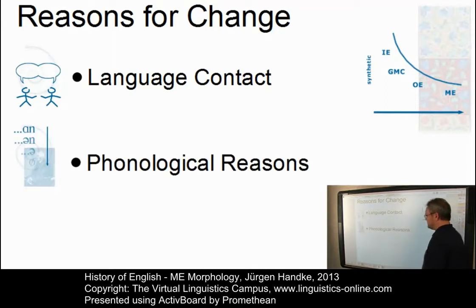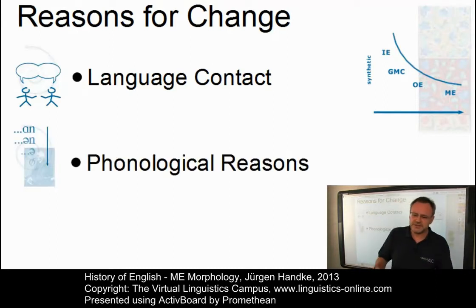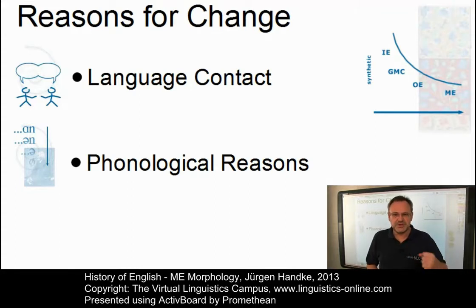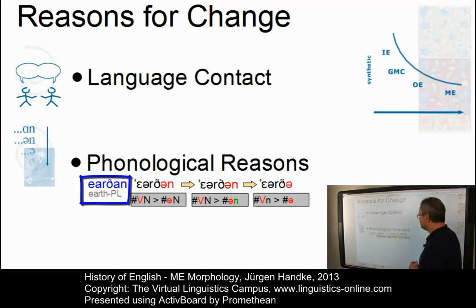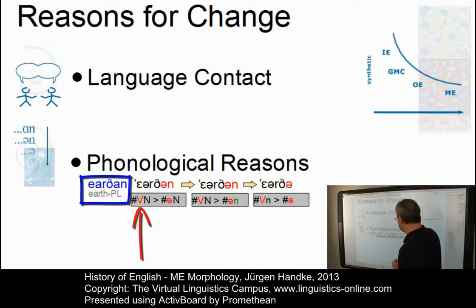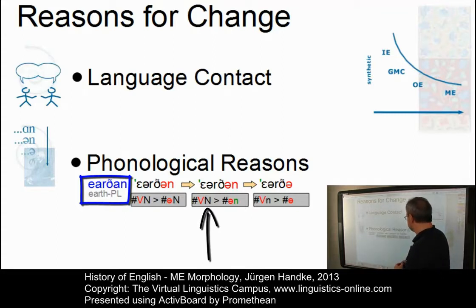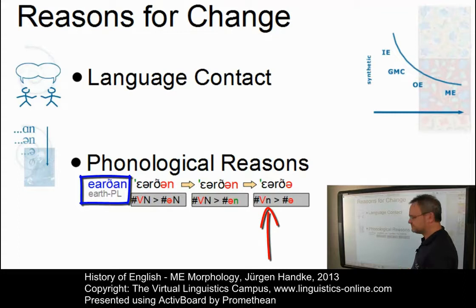And then there were phonological reasons. The weakening and the eventual loss of unstressed syllables at the end of words weakened many of the Old English inflections. We already discussed this example in the e-lecture Old English Morphology. But this is what happened. In words such as erdan, first of all the final vowel was reduced. Then a typical tendency was that final nasals merged to alveolar nasals, and eventually these nasals were dropped.